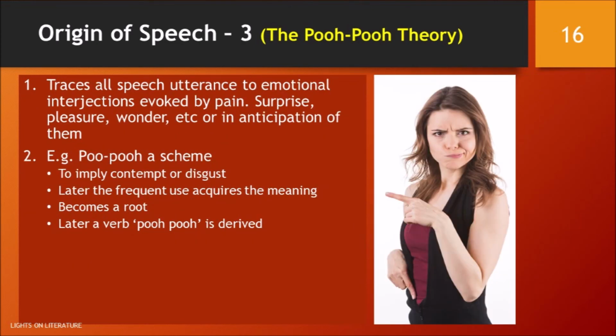Next is the Pooh-Pooh theory. This theory traces all forms of speech to emotional interjections evoked by pain, surprise, pleasure, wonder, etc. For example, at first, Pooh-Pooh was just an exclamation implying contempt or disgust. Later, this meaning is acquired by implication. Then the verb to poo-poo was formed. This theory moves the origins of speech from brute noises to a rational approach.